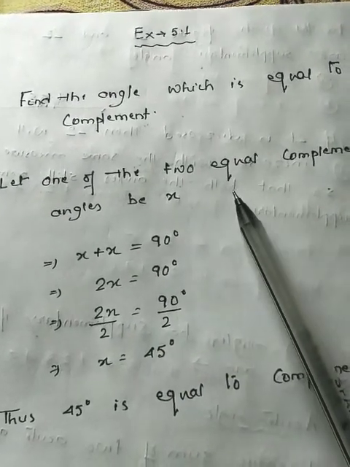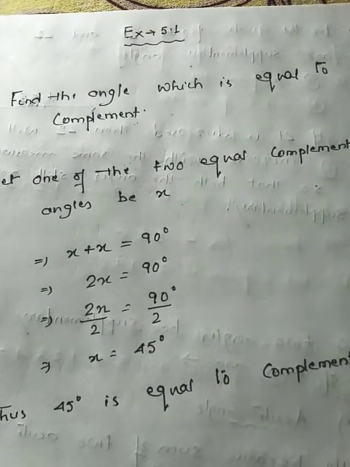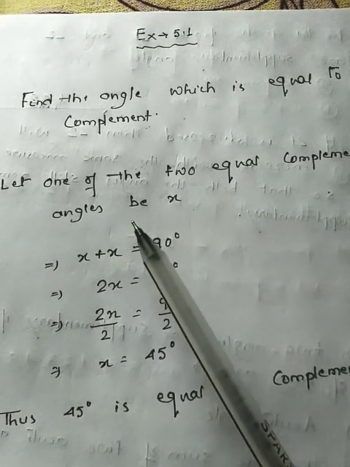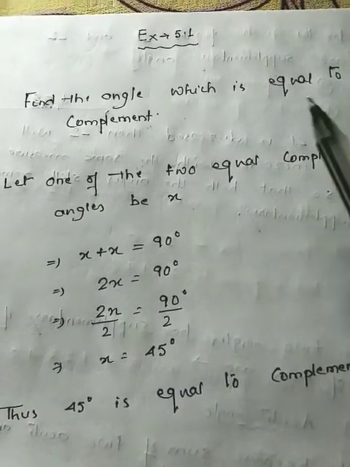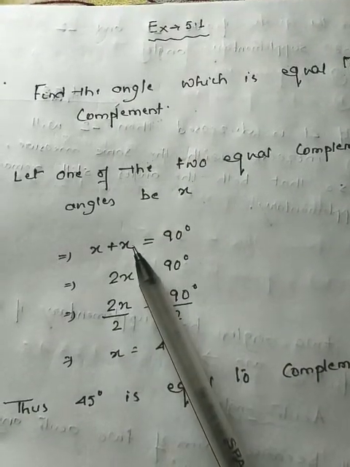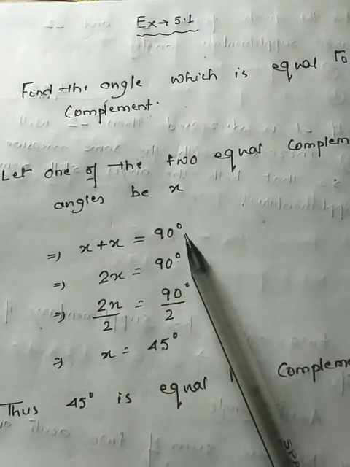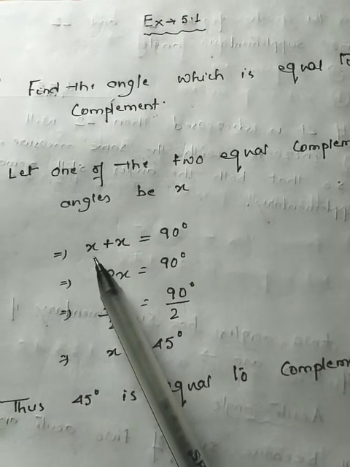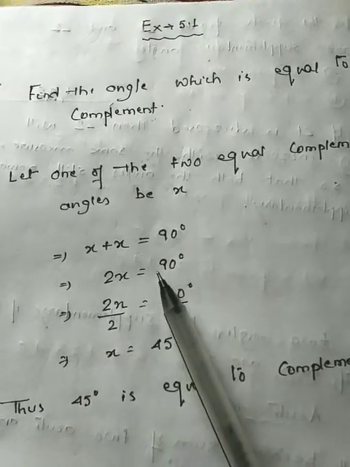So if one angle is x, then the other angle will also be x, because both the angles have to be equal. But their sum has to be what? 90 degrees, because they have to be complementary. So x plus x will be equal to 90 degrees. Now we know that x plus x is 2x, equals 90 degrees.